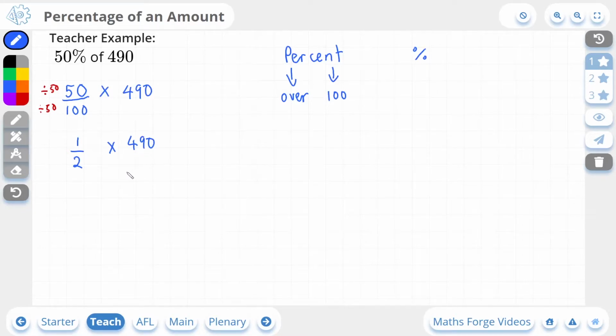And in the previous lessons on finding a fraction of an amount, we know that we can take the 490 and divide it by the 2 first, then multiply it by the 1. So 490 divided by 2 is 245. And we multiply this by the 1, which will give us a final answer of 245. And if we check our answer, there it is.